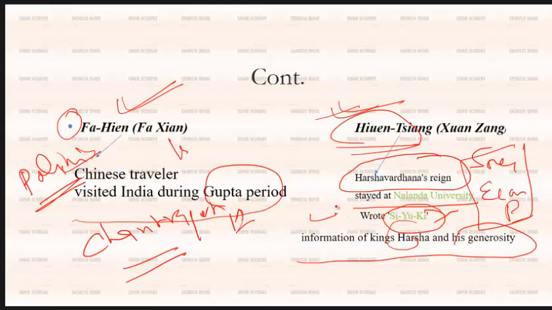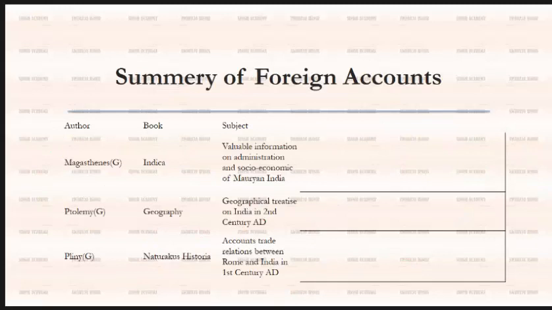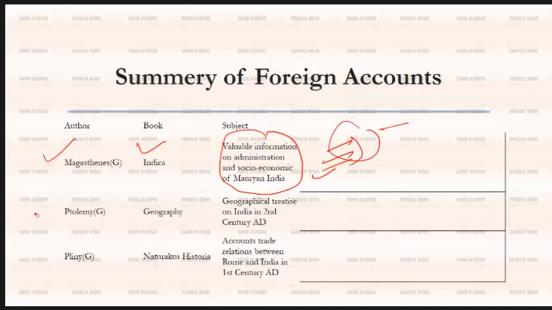Now we give just a summary of the ancient foreign accounts in the next PPT. So let's go there. If we talk about the summary, first is Megasthenes. He wrote the Indica, with invaluable information on the socio-economic conditions and Mauryan Empire. With the help of that, you can prepare for the exam very easily. And Ptolemy is related to geography; in his book the geographical aspects of India are given.